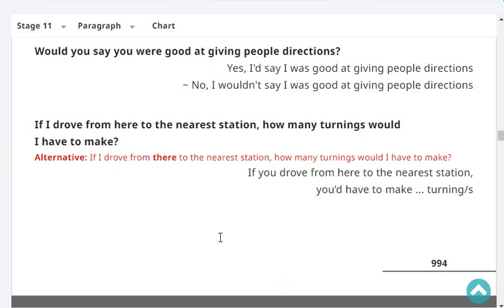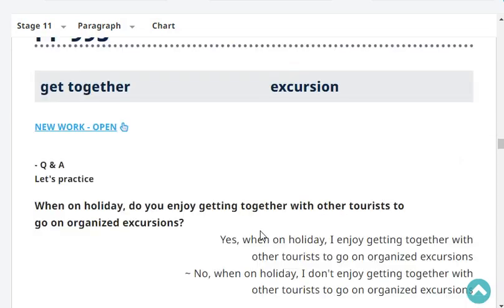But if I drove from here to the nearest station, how many turnings would I have to make? If you drove from here to the nearest station, you'd have to make two turnings. Very good. Okay.